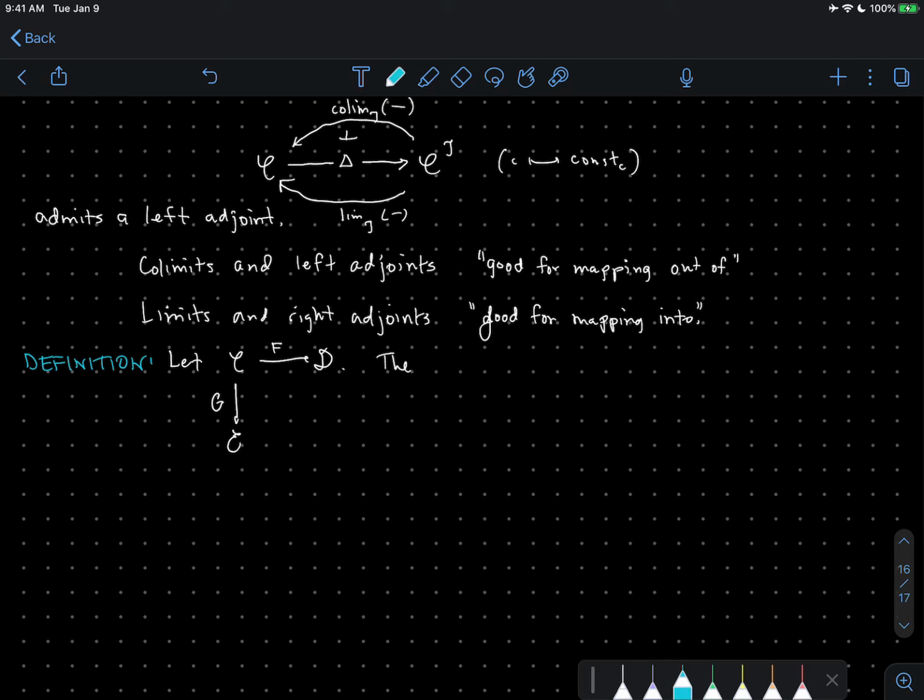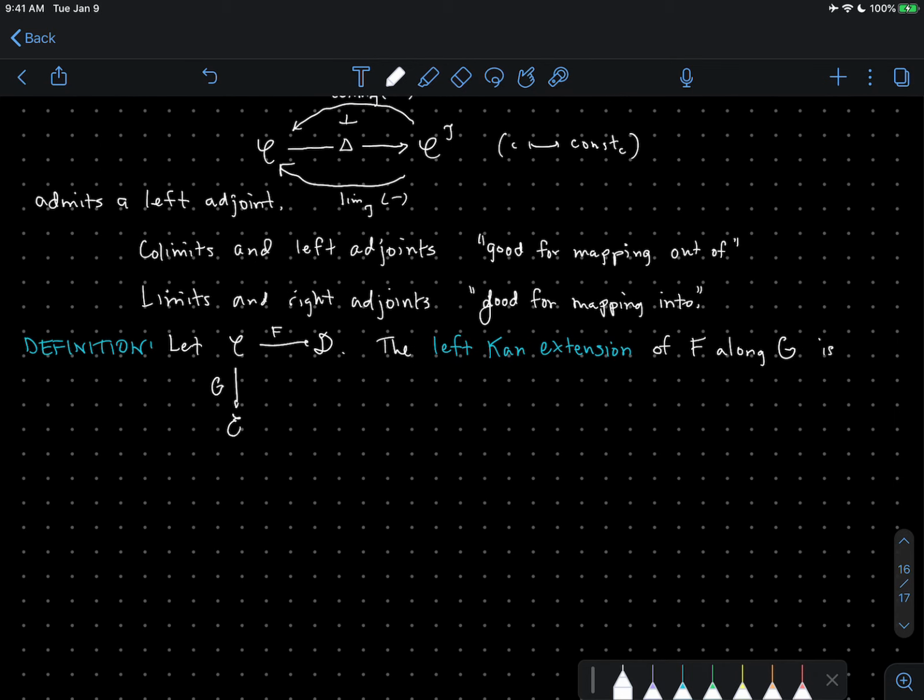Then the left Kan extension of F along G, if it exists, of course, is the functor written Lan sub G of F, and this goes from E to D, together with a natural transformation alpha from F to the composite of Lan with G, suitably initial.